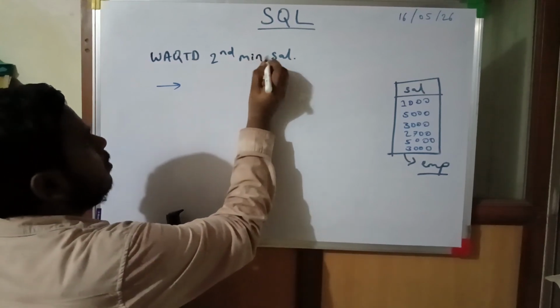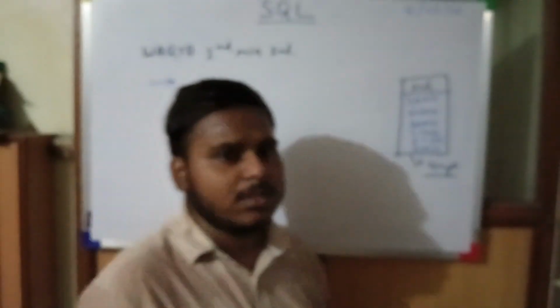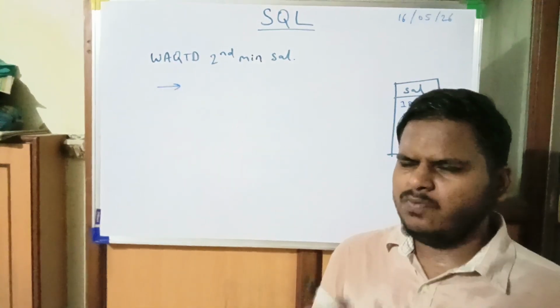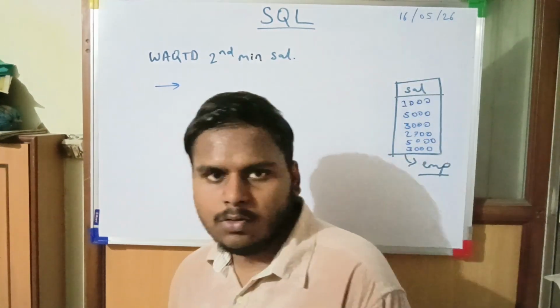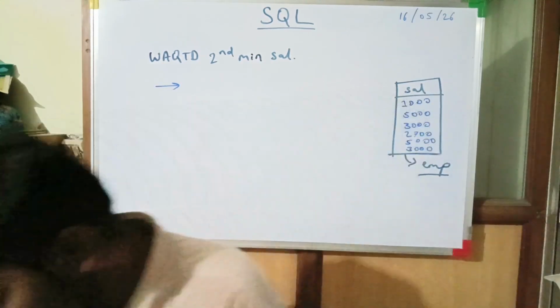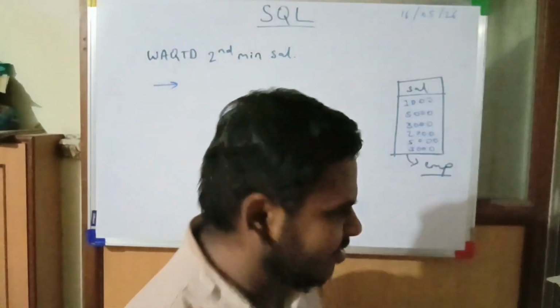Second minimum salary. Write a query to display the second minimum salary. I will explain the working. Just pause the video for 1 minute and try to solve it on your own. If you get it, okay. If you don't get it, I will explain again. I will solve it till then.